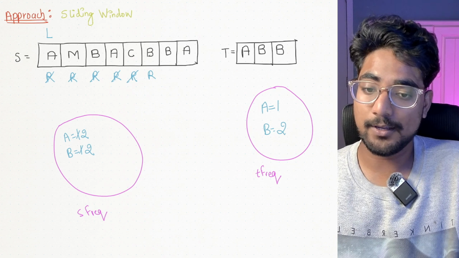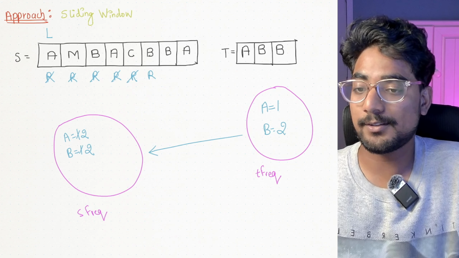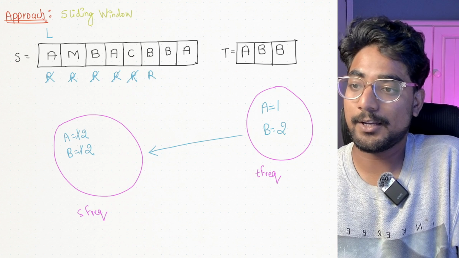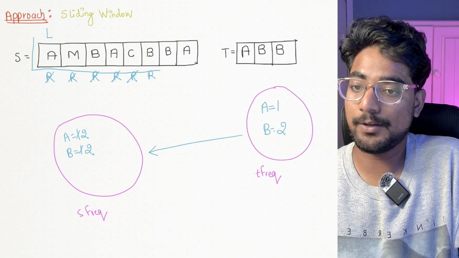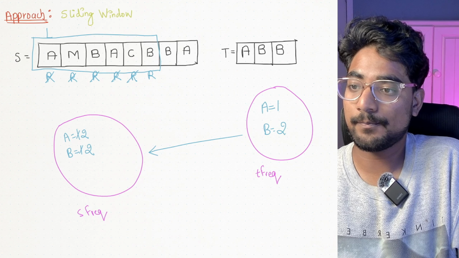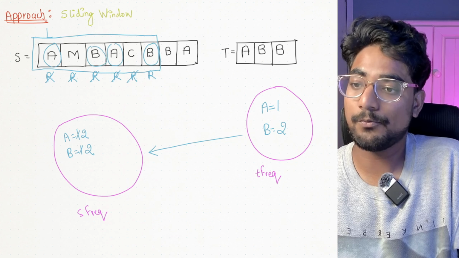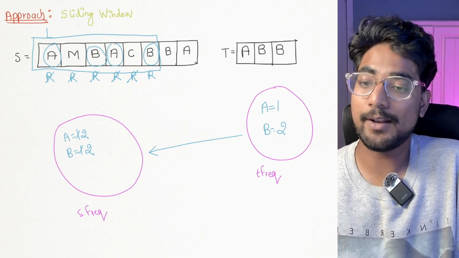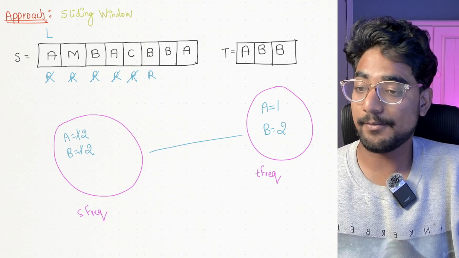So now both of these are matching each other correctly, correct? If you carefully observe this window between L and R, your a is appearing 2 times, correct? And your b is also appearing 2 times, so this current window is a valid answer, correct? This is a valid answer. And why are we saying that it is a valid answer?